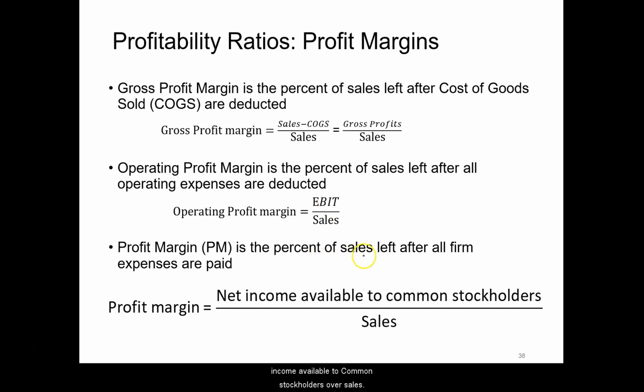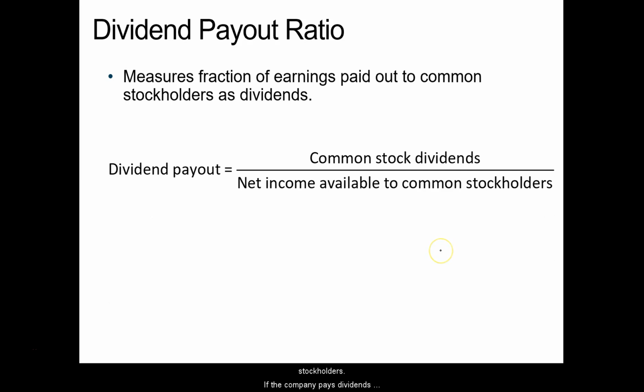That is the percent of sales left after all the expenses and payments are made in the company. So eventually, how much of the sales is left to common stockholders. If the company pays dividends from its net income, we can also look at how much it pays as dividends. So dividend payout ratio is the amount of common stock dividends divided by net income available to common stockholders.